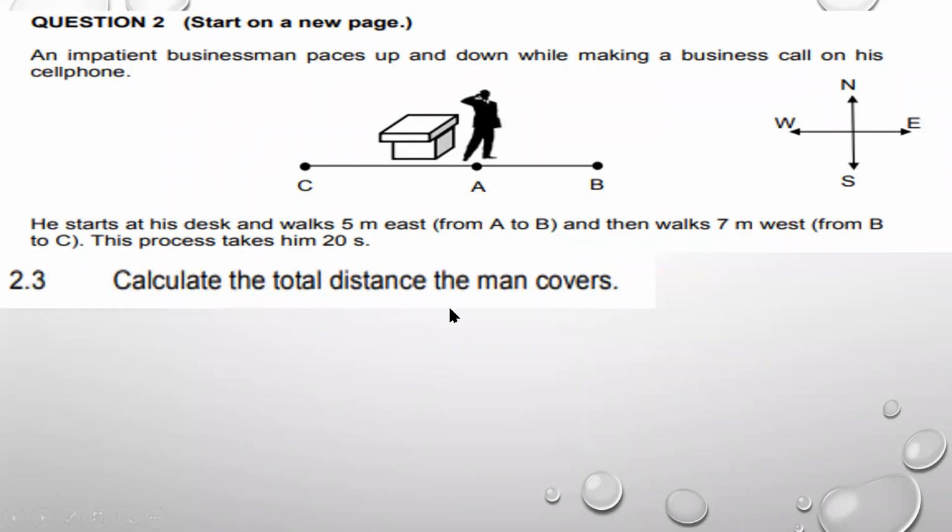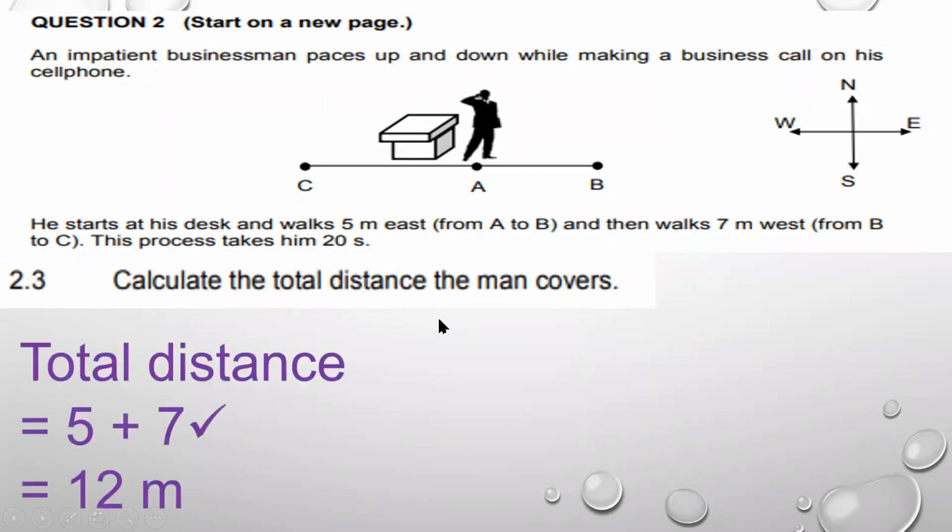Next question, calculate the total distance. Okay, we are calculating total distance. How? 5 plus 7 equals 12 meters. Why? Because from A to B it was 5 meters, and then from B to C it was 7 meters. So you are adding 5 plus 7, 12 meters. That's it.